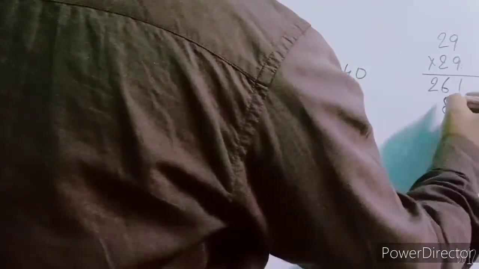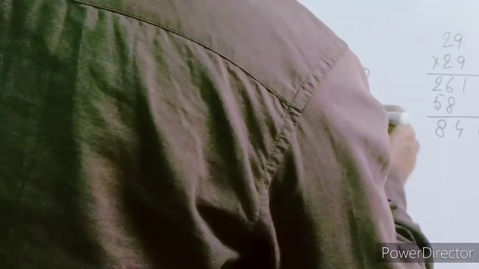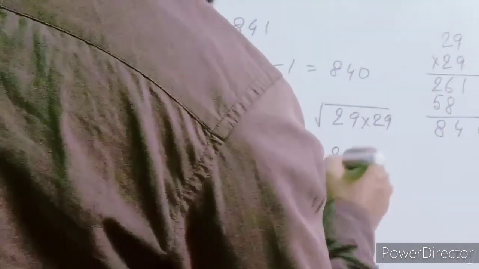Why do we check these two numbers? Because if you multiply the unit digits, you get 9 9s are 81, and 1 is coming here. So we check the multiplication. 9 9s are 81, 2 9s are 18 and 8 is 26, 2 9s are 18, 1 and 4 is 5, 1, 4 and 8, 841. So we can write this square root as 29 into 29 equal to 29.